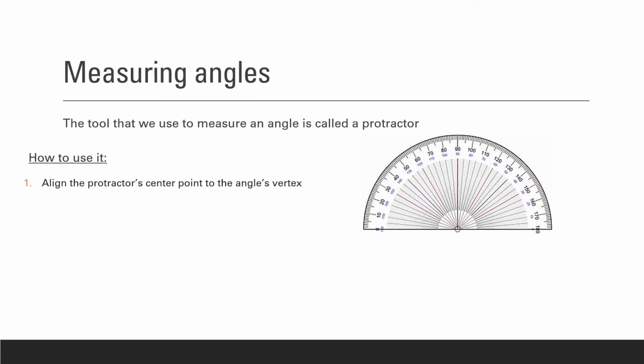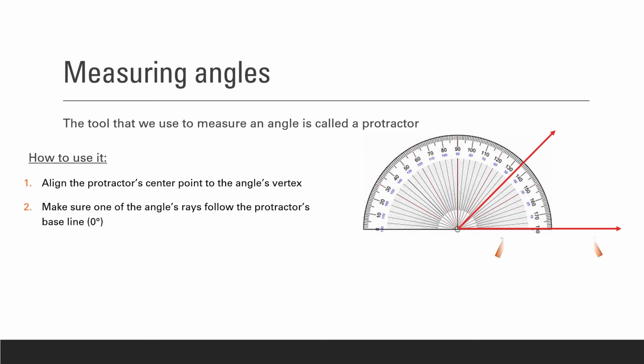We start by aligning the protractor's center point to the vertex of the angle that we're trying to measure. So you can see that little center point circle in the middle. We make sure that one of the angle's rays follows the protractor's baseline. Okay? Then we're going to read the measurement where the second ray passes through the protractor. In this case, it's exactly 45 degrees.